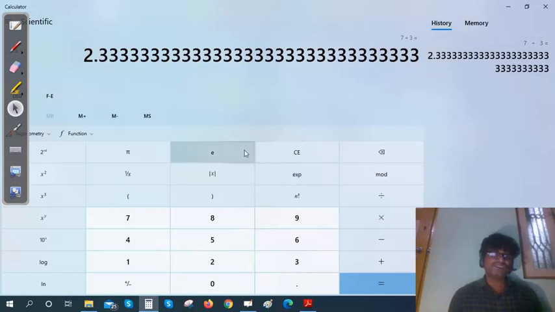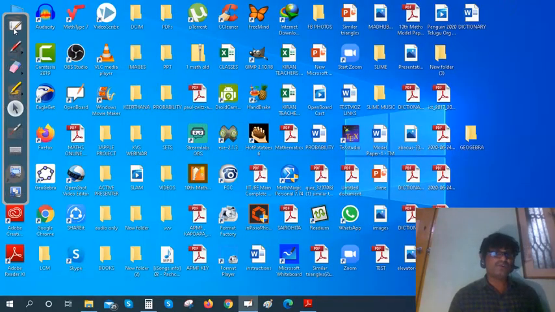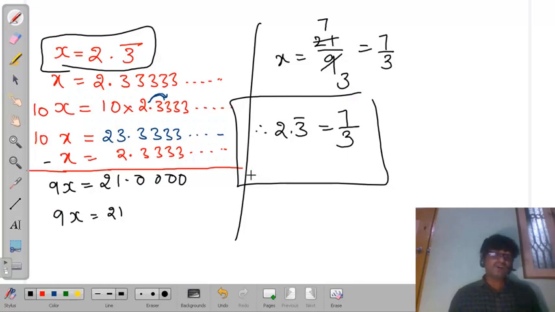So clearly we can say 7 by 3 is equal to 2.3 bar, or 2.3 bar equal to 7 by 3. Okay, hope you understand this. Now let us take one more example.